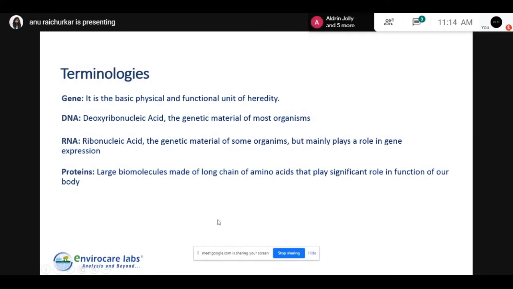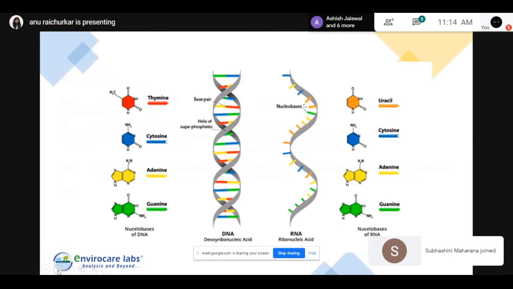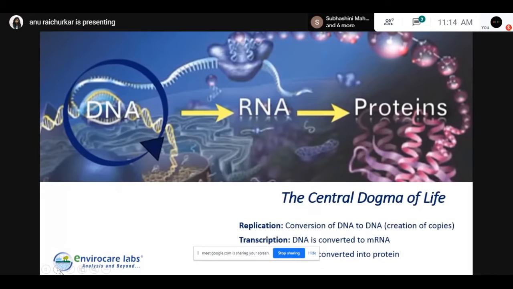Now, there is a very interesting phenomenon that takes place within these three molecules, that is DNA, RNA, and proteins. This phenomenon is called the central dogma of life. Before we go into the central dogma of life, I've just depicted how the DNA structure is and how the RNA looks. I'll not go into much detail; I'm sure you might have studied it somewhere. So what is the central dogma of life? It is a basic principle on which our entire existence depends.